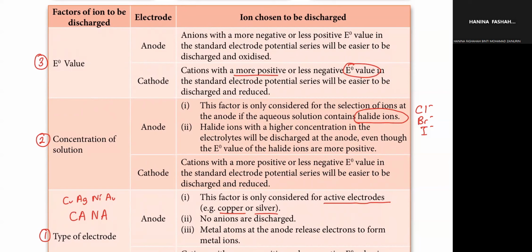Means basically they have to choose the second factor. The third factor is E naught. If they didn't give a halide, they don't need to look at the E naught value for the last part. This is how you remember.